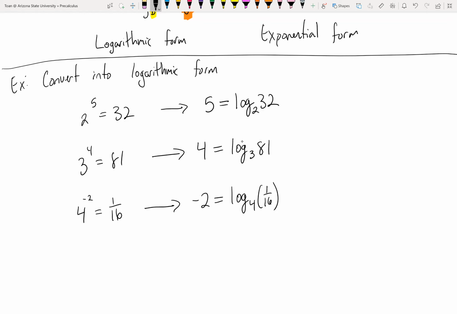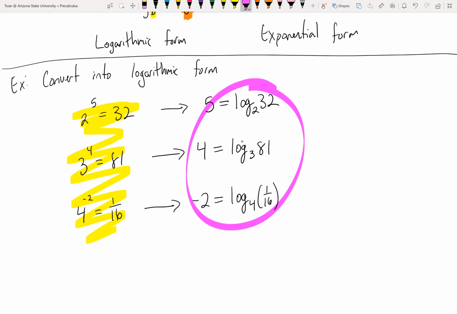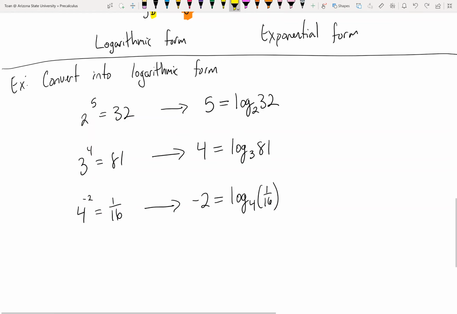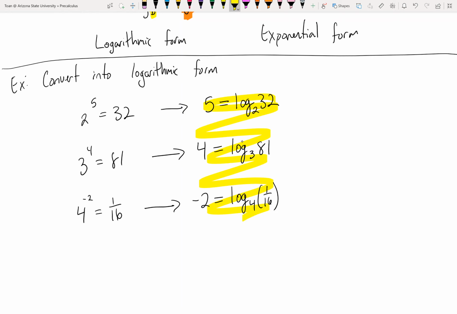I believe on the practice, they're going to have you be comfortable going forwards and backwards. So basically, the idea is one objective for today: if I give you exponential form, you should be able to give me log form and vice versa. If I start off with log form, you should be comfortable with transforming it into exponential form. Just give it a practice, and if you have any trouble, please ask questions.